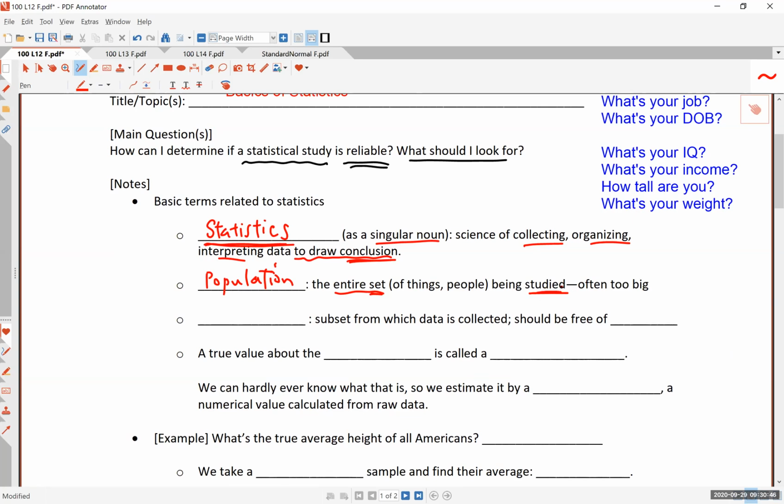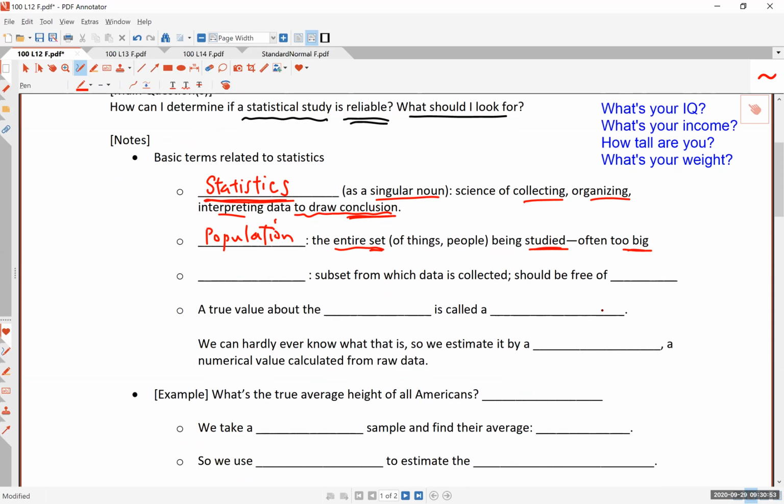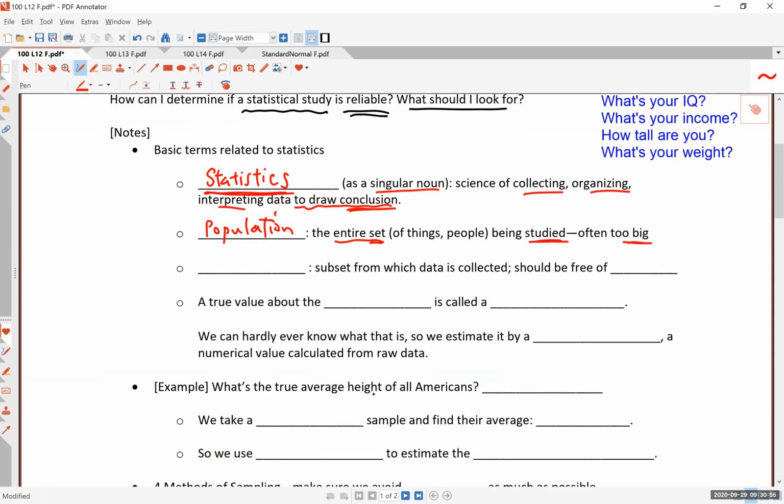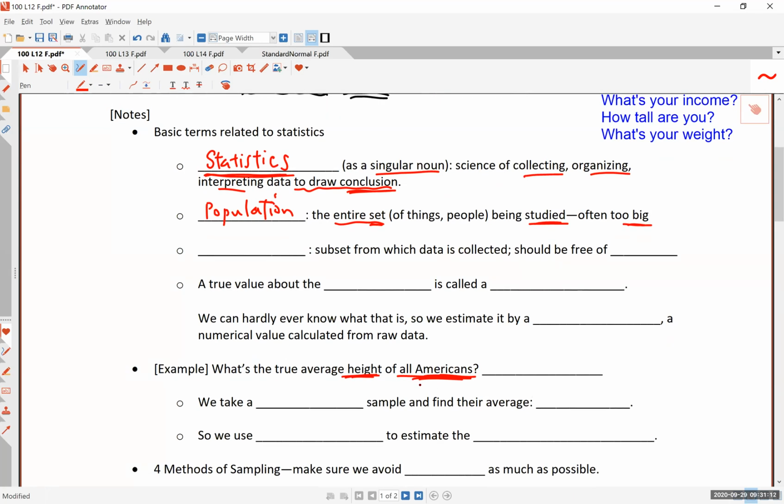So this is the group of which you want to know something. Now, this is often too big. Let me just give you an example of this. Let's say you want to find out the height of all Americans. Maybe you're doing a global study, trying to find out, are Americans taller than other people? What is the average height of all American people? And the answer, first of all, the truth will never be known. There's no way for you to know that.